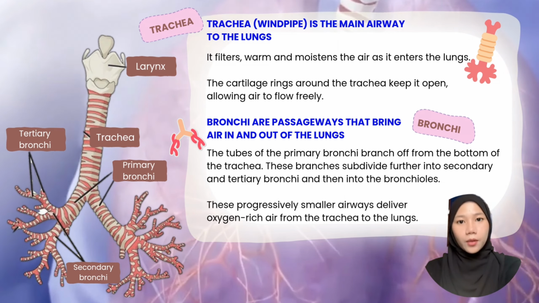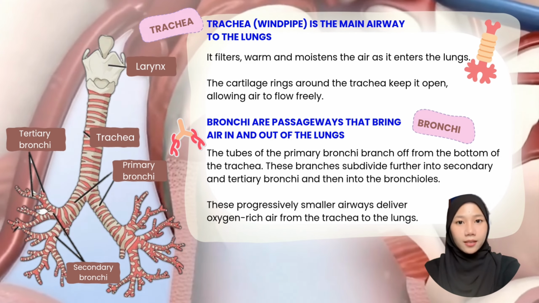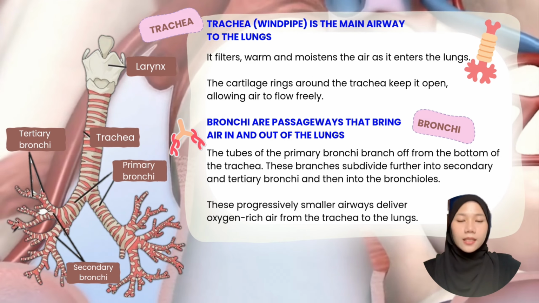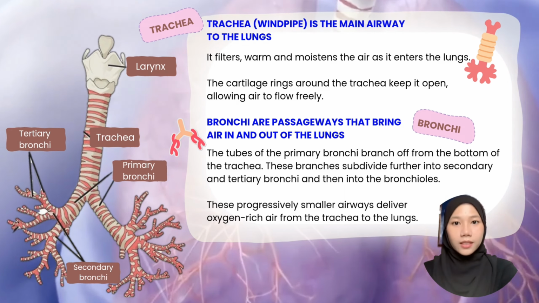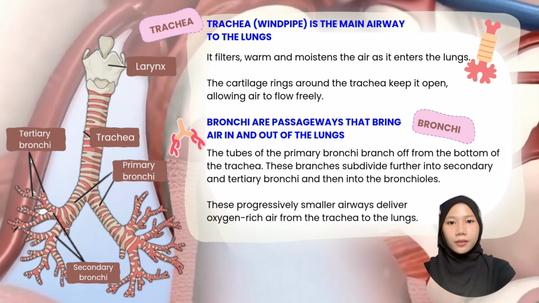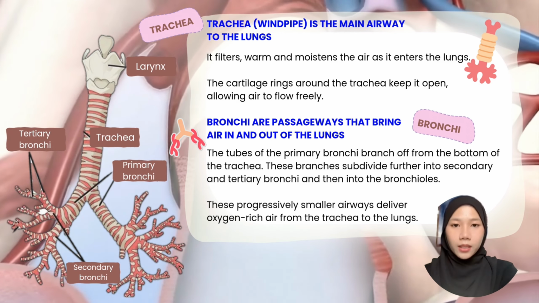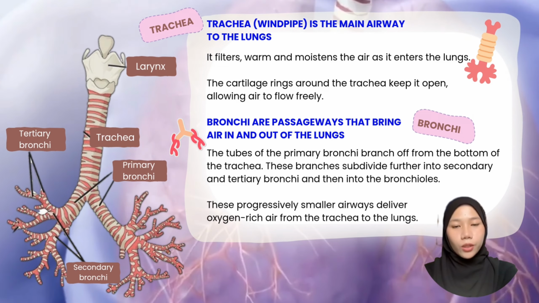The trachea, also called the windpipe, is the main airway to transport air to the lung. As air passes through it, the trachea filters, warms, and moistens the air. The rings of cartilage in the trachea help keep it open so that air can flow freely. Now, the bottom of the trachea splits into two primary bronchi, which go into each lung.